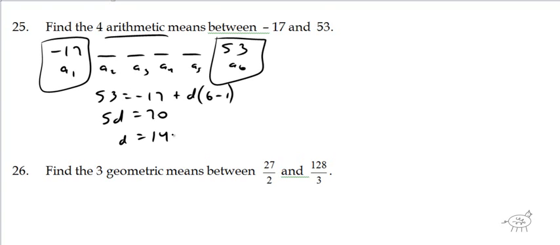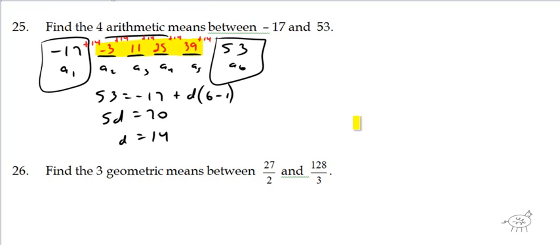And then basically what I'm going to do is I'm going to say that it's -17, and then, of course, I'm going to add 14 to that. And that gives me -3, so that's one of those. And then I'm going to add 14 again, and I'm going to get 11. I'm going to add 14 to that. I'm going to get 25. And I'm going to add 14 to that. And I'm going to get 39. And if I add 14 to that, I better get 53. Okay? And so then my answers are these guys right here. Those are my 4 arithmetic means.